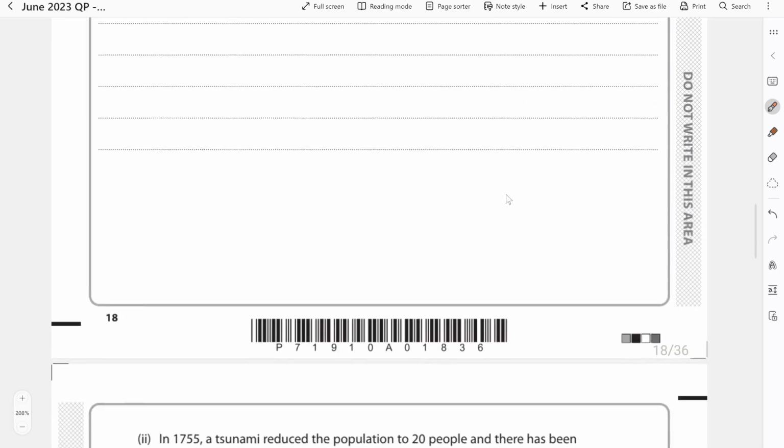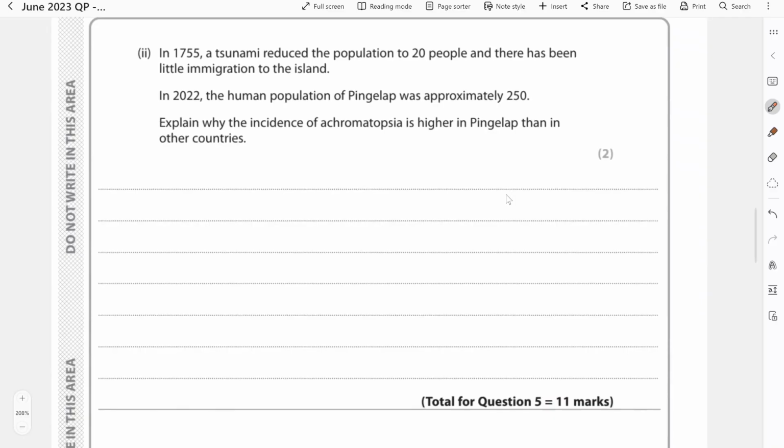Okay, let's move on to part 2. In 1755, a tsunami reduced the population to 20 people. There has been little immigration to the island. In 2022, the human population of Pingaleb was approximately 250. So that is a drastic decrease in population. Explain why the incidence of achromatopsia is higher in Pingaleb than in other countries.